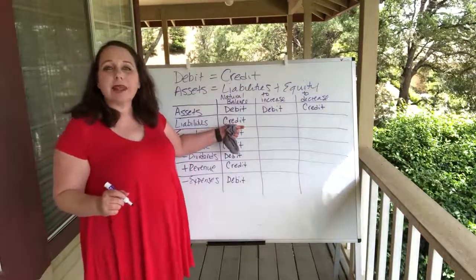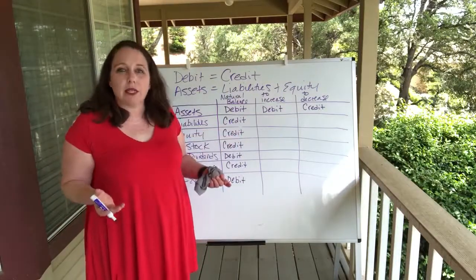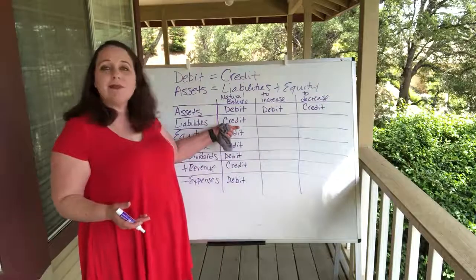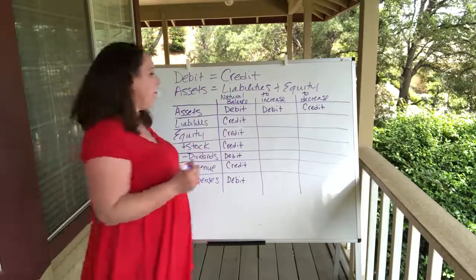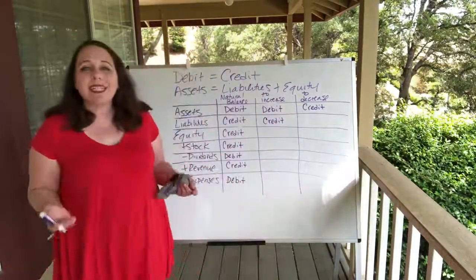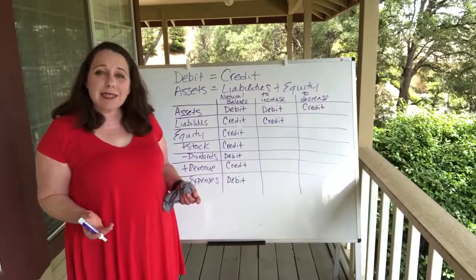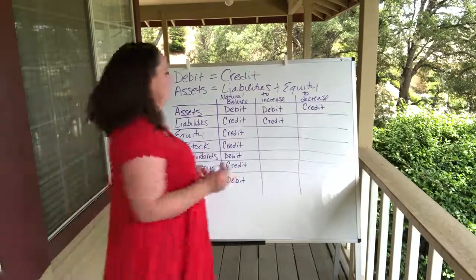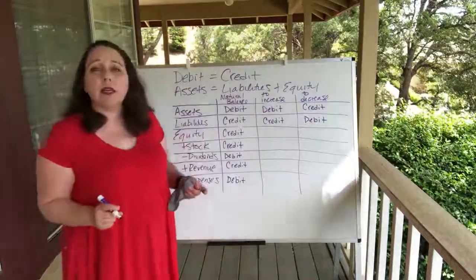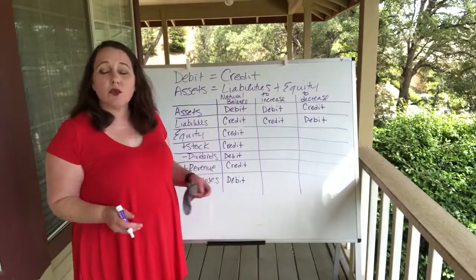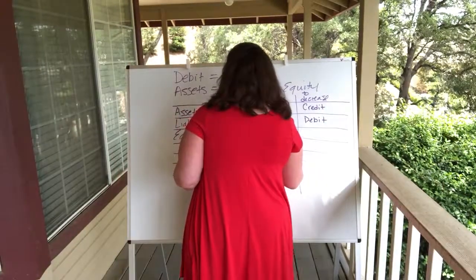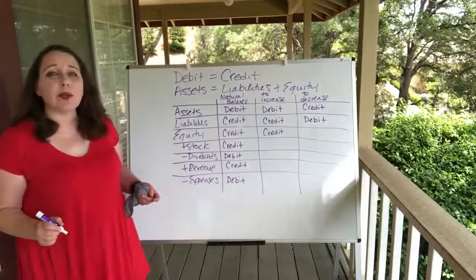Liabilities have a natural credit balance. So if we need to increase our liabilities, if we owe more, then we would increase them with a credit. The increases will always be the same as the natural balance. Which means if we want to decrease a liability, meaning we owe less, then we would do that with a debit. Equity has a natural credit balance. So to increase equity, we would credit. And to decrease equity, we're going to debit.